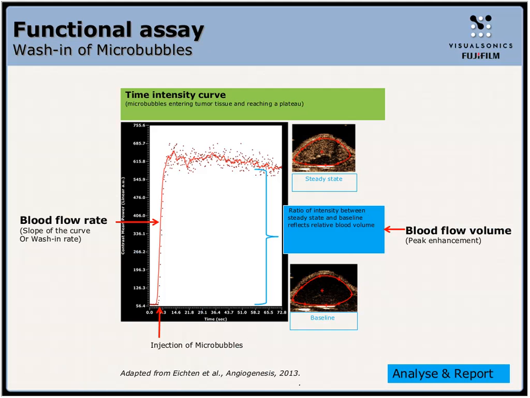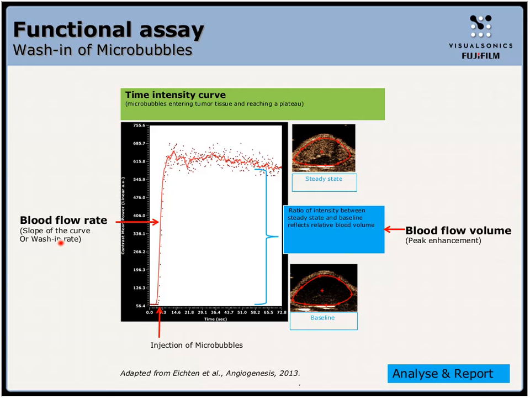So we went over the scanning parameters and acquisition of an image. I just want to go over how you would analyze and report the results. The most important thing is the time intensity curve, as shown here. Basically, it's a graph plotting the contrast intensity over time. And as the bubbles get into the field of imaging, you will see a fold increase in the signal and then a plateau. So these are your two key parameters to look at when you are analyzing and reporting.